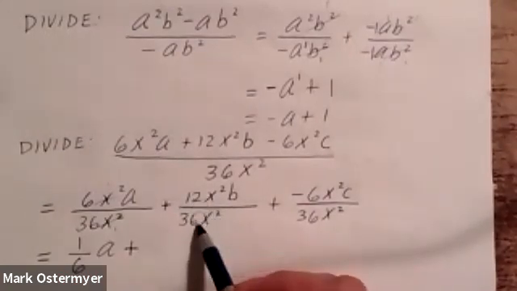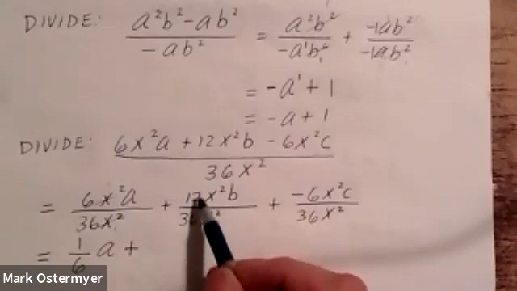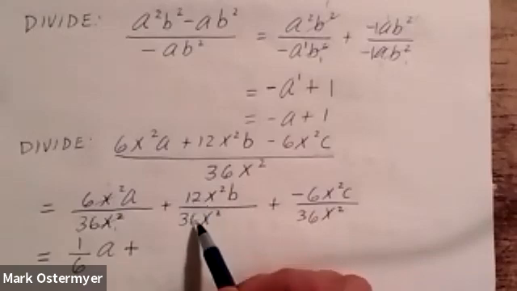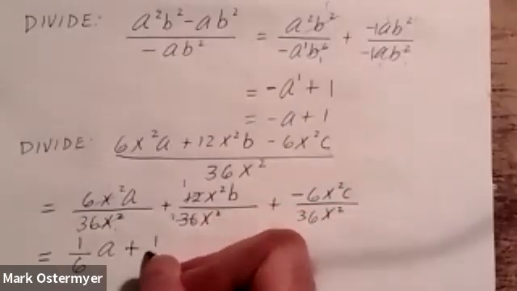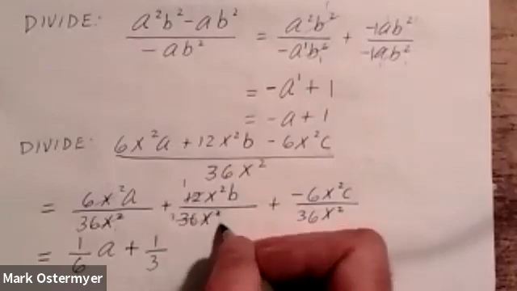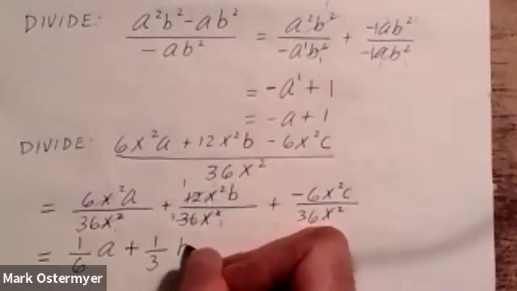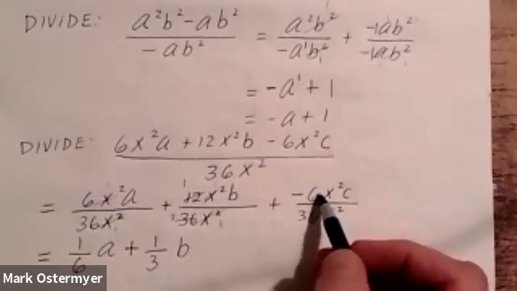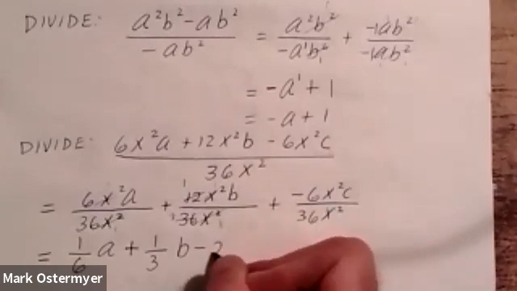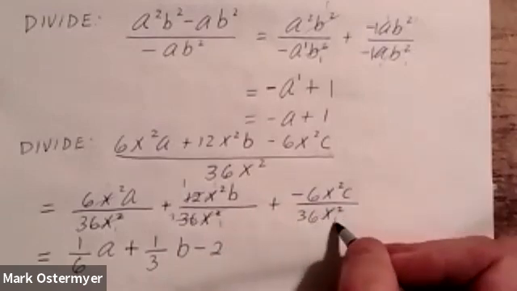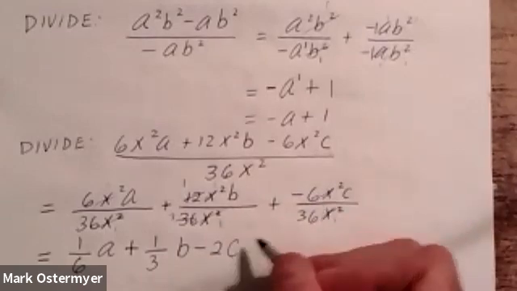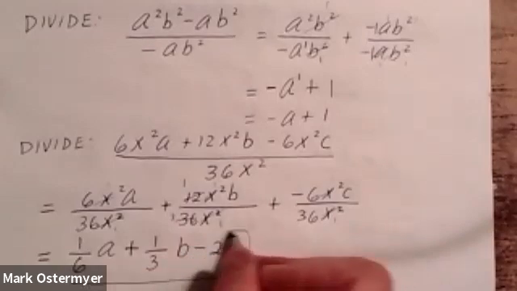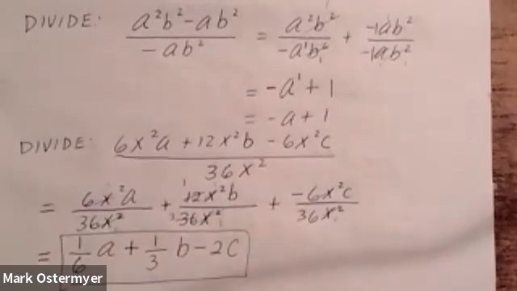12 over 36, can we reduce that? Yeah. What does that reduce down to? 12 over 36. 1 over 3, 1/3. X squareds reduce out to 1s, and we're left with b. 1/3 b. Finally, -6 divided by +3 is a -2. X squareds reduce out to 1s, and we're left with c. That would be it. That would be your answer.